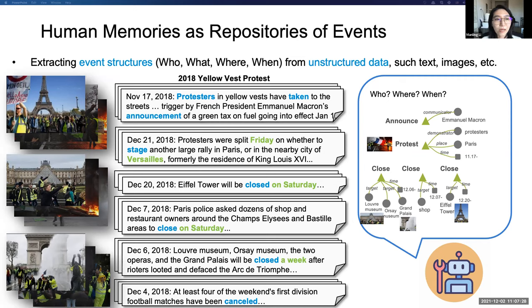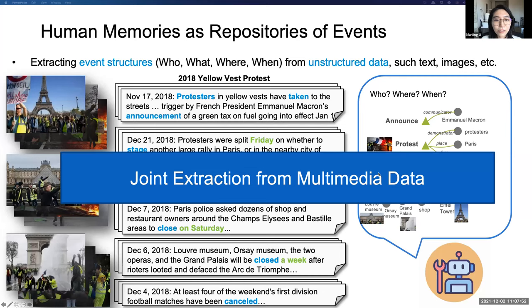Also in this example, the images play an important role and can provide useful information. Especially, we can see the instruments that protesters are using from images, like the banners, and some of them are using high pressure water, and some of them are also doing violent events like setting fire. So we need to jointly extract events from multimedia data so we can get a comprehensive understanding by merging the arguments and events from two modalities.